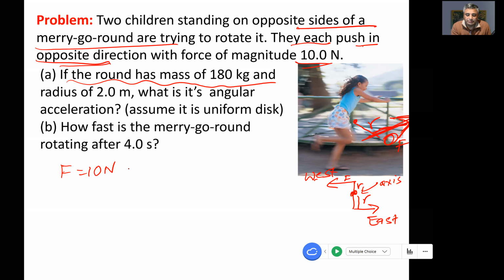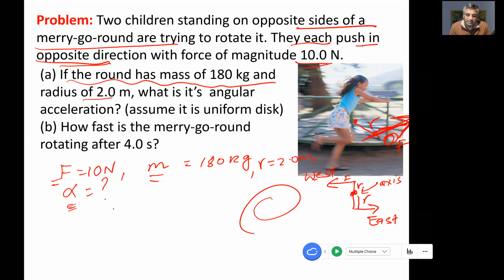And if the merry-go-round has mass 180 kilogram and radius 2 meter, what is the angular acceleration? Think about this. In our linear motion, when we have force and want acceleration, we can use force is mass times acceleration, right? But this is not our regular acceleration. It's angular acceleration, which is alpha. So alpha is related to torque. We need to use torque is equal to I times alpha. But since there are two torques, we need to add them together: torque due to this force and torque due to that force.